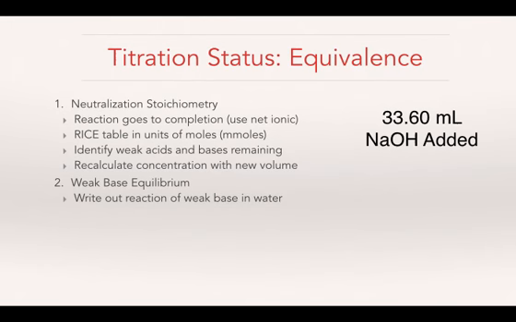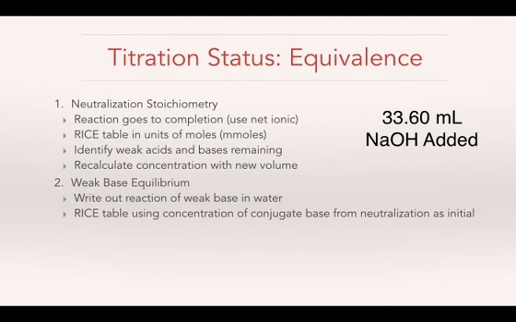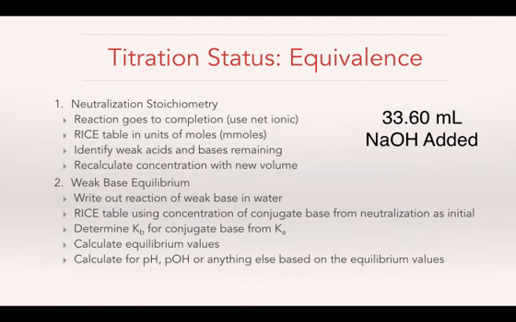So we need to write out a new reaction, in this case for the weak base, that's the conjugate base of the acid that we were dealing with, in water. Then we set up a Rice table, using the concentrations from the previous neutralization stoichiometry. We determine our Kb based on what our Ka value is. We use that Kb value and the values from our Rice table to calculate our equilibrium values, and then we go through and calculate our pH and pOH.